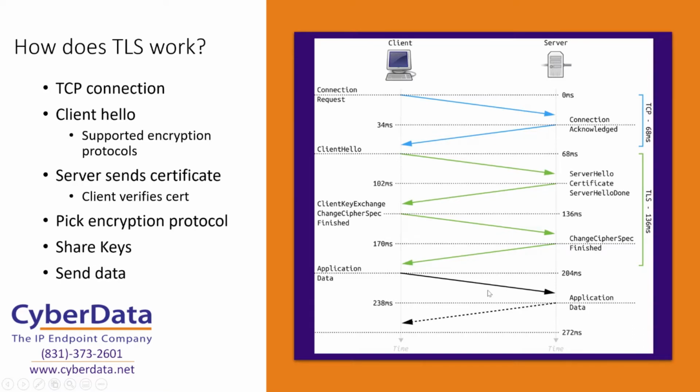Then the data can be sent back and forth between the client and the server, between the CyberData device and the VoIP phone system, so that all the data can flow through as expected, and it's all encrypted. As you can see here, it takes a very, very short amount of time, a little over 200 milliseconds for this connection to occur. And it gets faster and faster as technology improves and as network speed improves over the open internet.